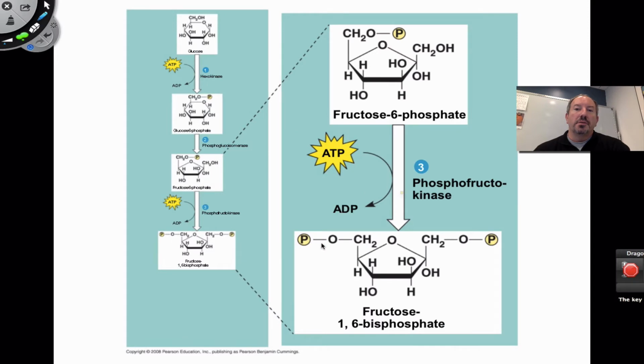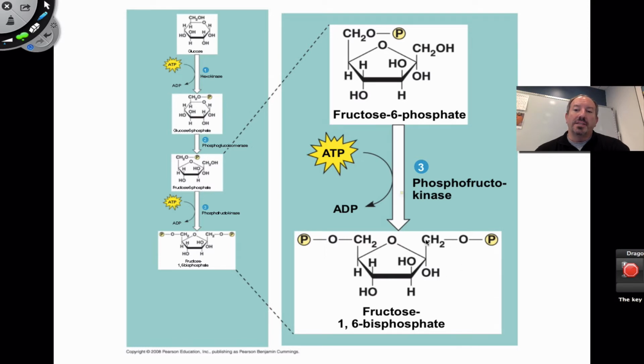Okay, so step 3. Step 3 is taking the fructose 6-phosphate. Here's fructose 6-phosphate, and it's going into the active site of this enzyme, phosphofructo, because it's fructose now, phosphofructokinase. Hey, another kinase. So you can anticipate another ATP is going to be involved. And so it gives up its phosphate and it becomes ADP. And so now you have fructose 1,6.